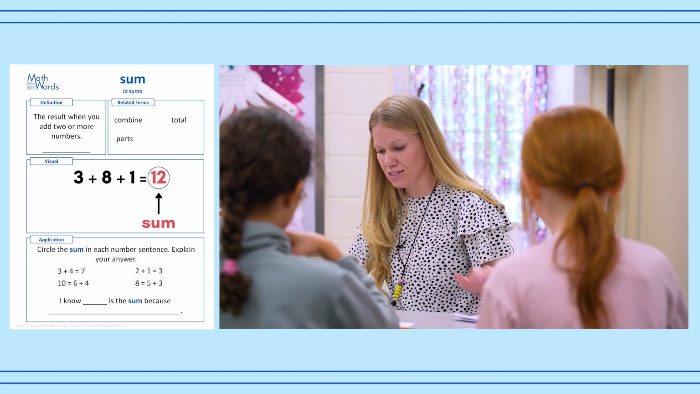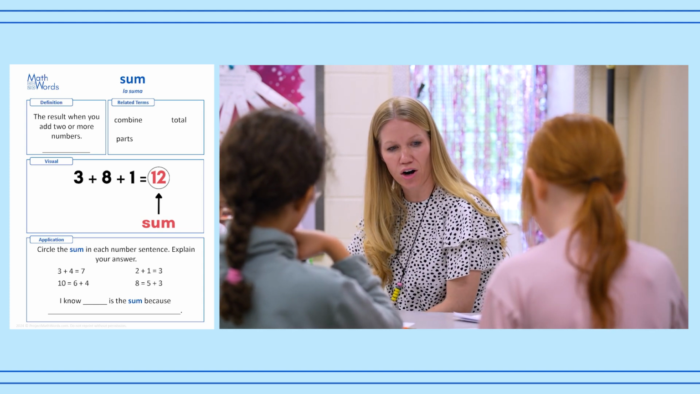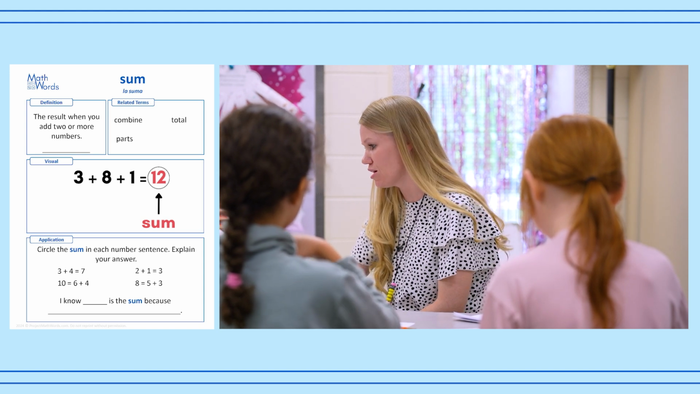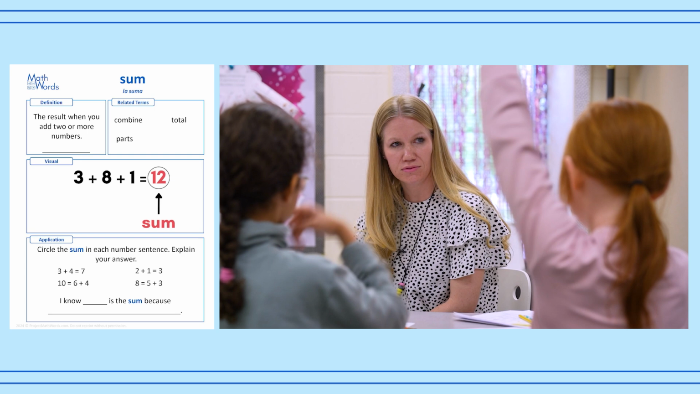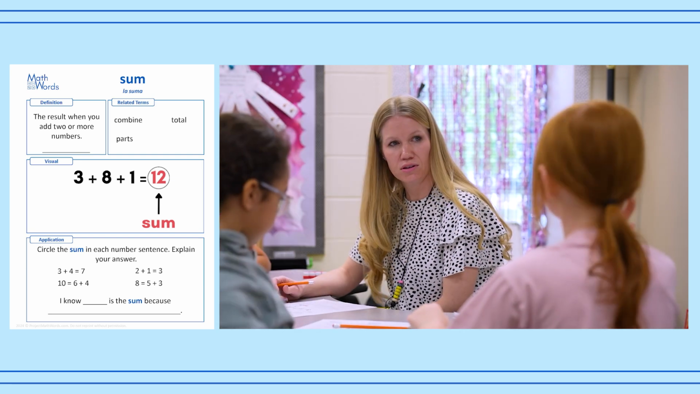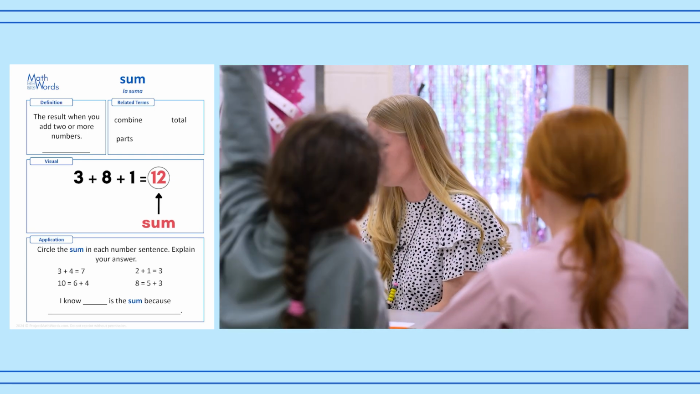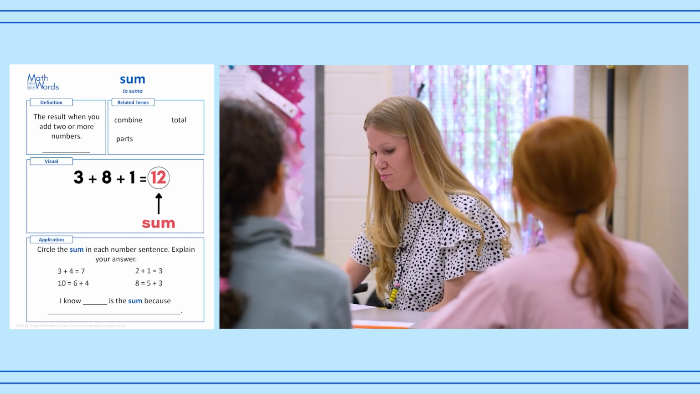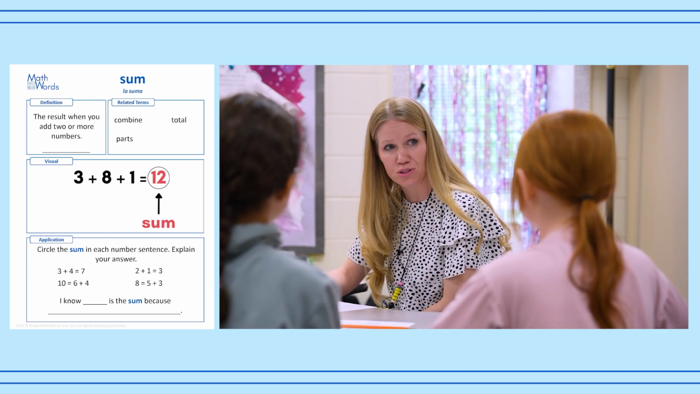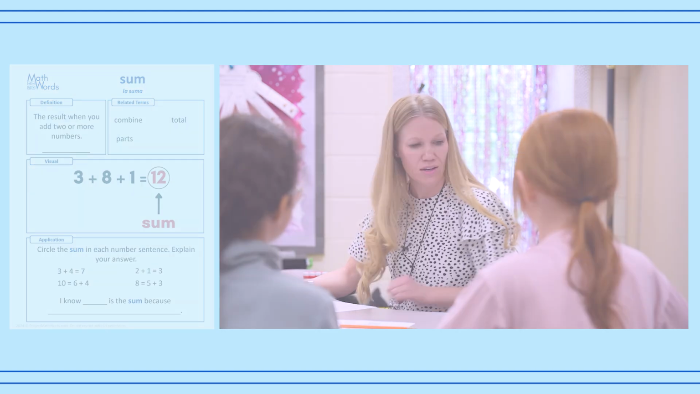All right, so in this example, 3, 8, and 1 are added together to give us the sum or the total of 12. Which numbers are being added together? Riley? 3, 8, and 1. And which number is the sum? Andrea? 12 is the sum. 12 is the sum, because 12 is the result when we add 2 or more numbers together, right?